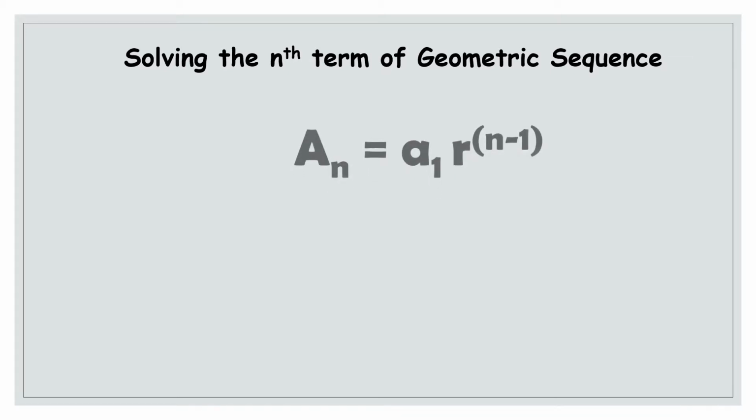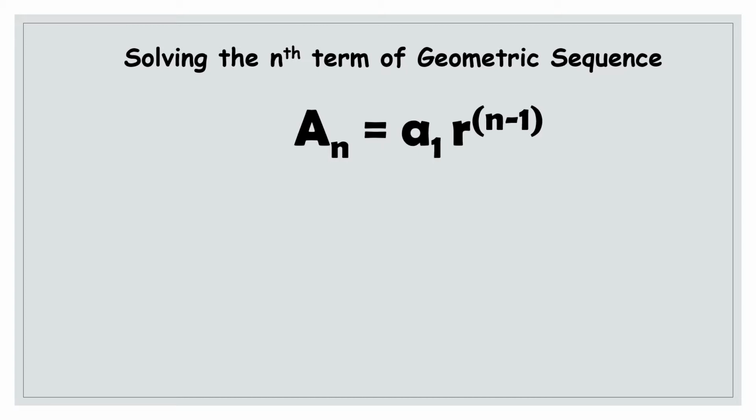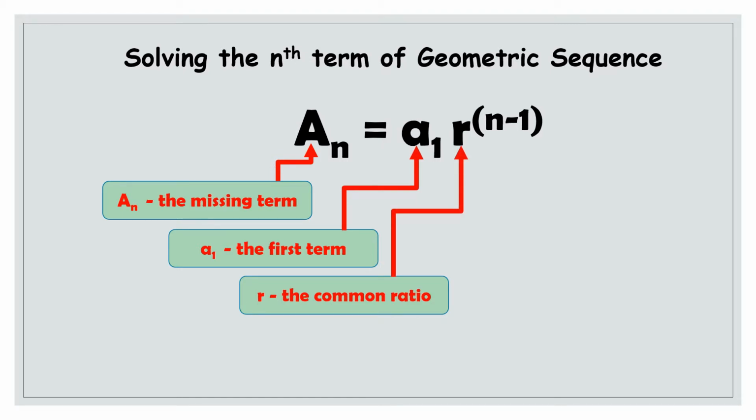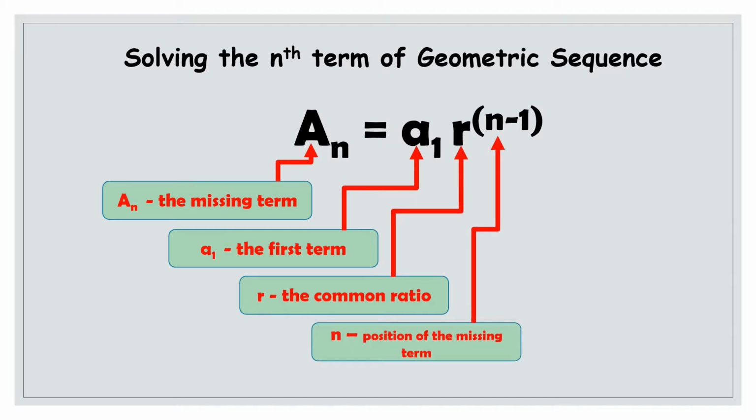We're going to use the general rule of geometric sequence, which we discussed in our previous video, which is a sub n is equal to a sub 1 times r raised to n minus 1. For this one, the a sub n will be our missing term, the a sub 1 will be our first term, r will be the common ratio, and n will be the position of the missing term, or the nth term, or the a sub n. Okay, so how to use the formula?